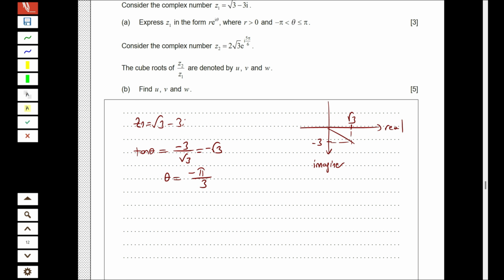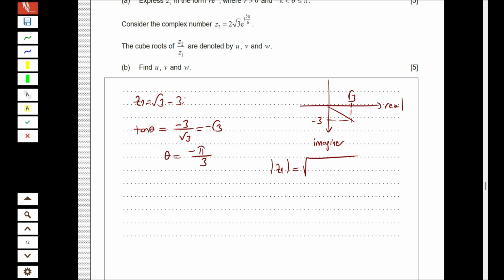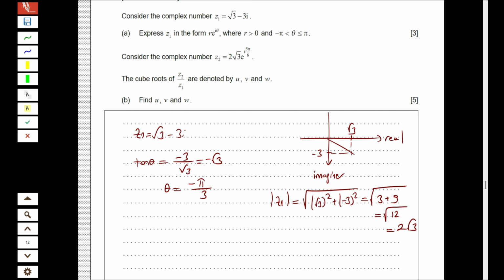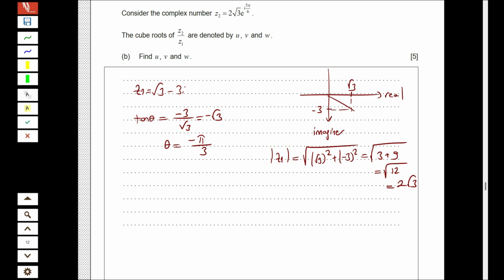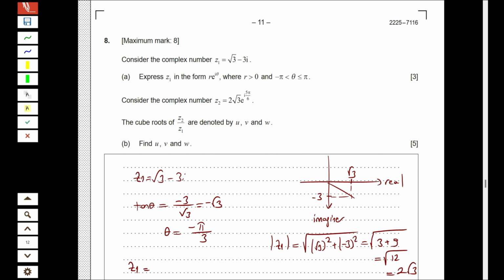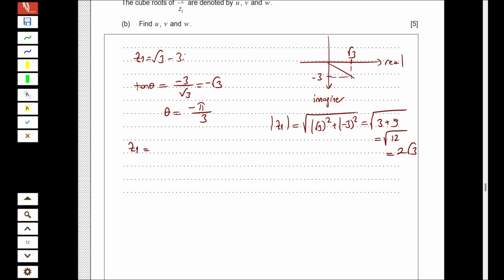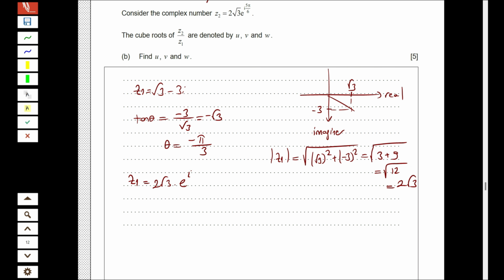How about the modulus, the radius of this complex number? It is going to be the square root of square root of 3 squared plus minus 3 squared. It equals square root of 3 plus 9, which equals square root of 12, which is 2 times square root of 3. We can write z1 in the Euler form. I know that this is the Euler form. And we found r, so it is 2 times square root of 3 times e to the power of i times minus pi over 3, right? Yeah.